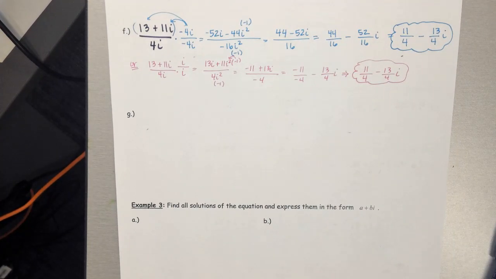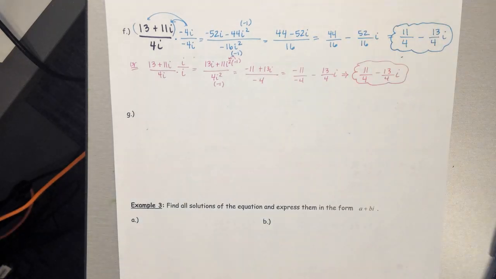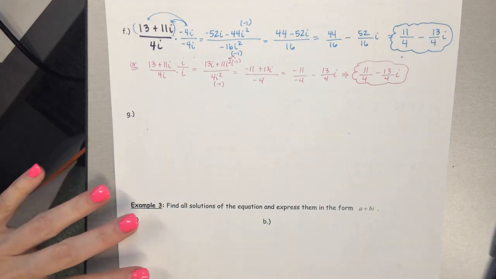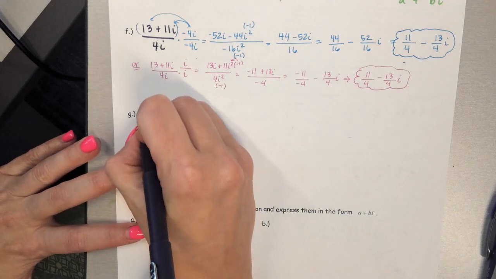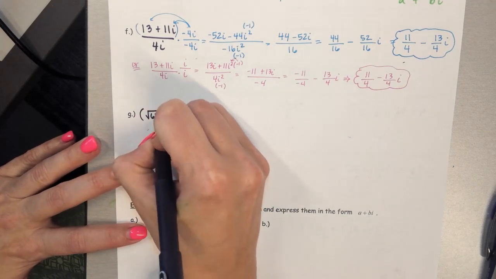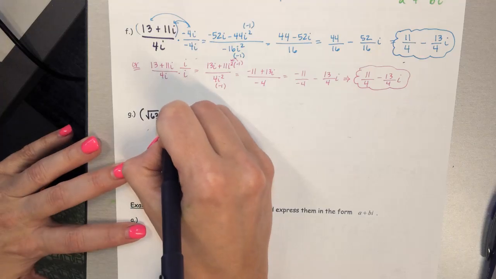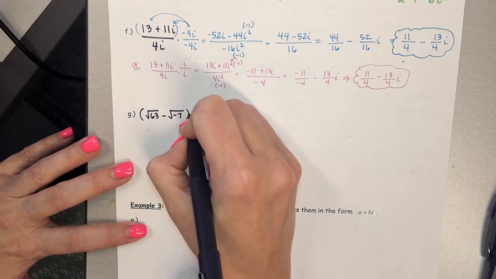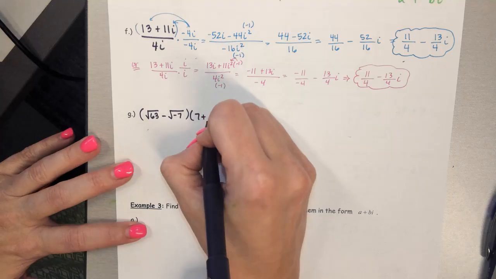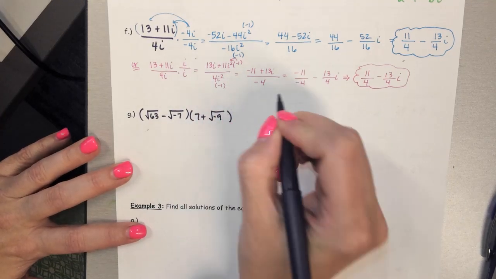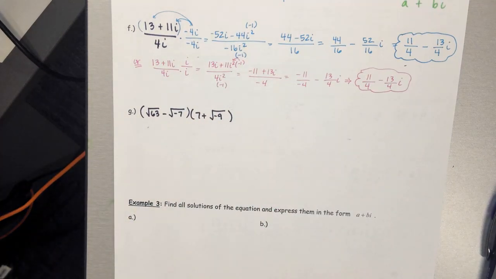All right, now let's get ready for some real fun here. Going to have some radicals, some negative radicals, some unsimplified radicals. Okay, so in the first set of parentheses, we have the square root of 63 minus the square root of negative 7. And then in the second set, we have 7 plus the square root of negative 9.